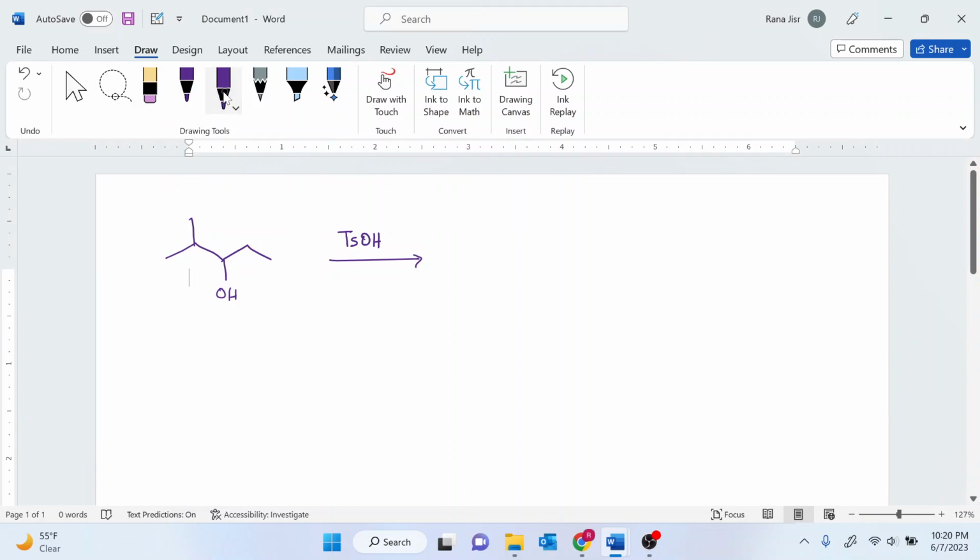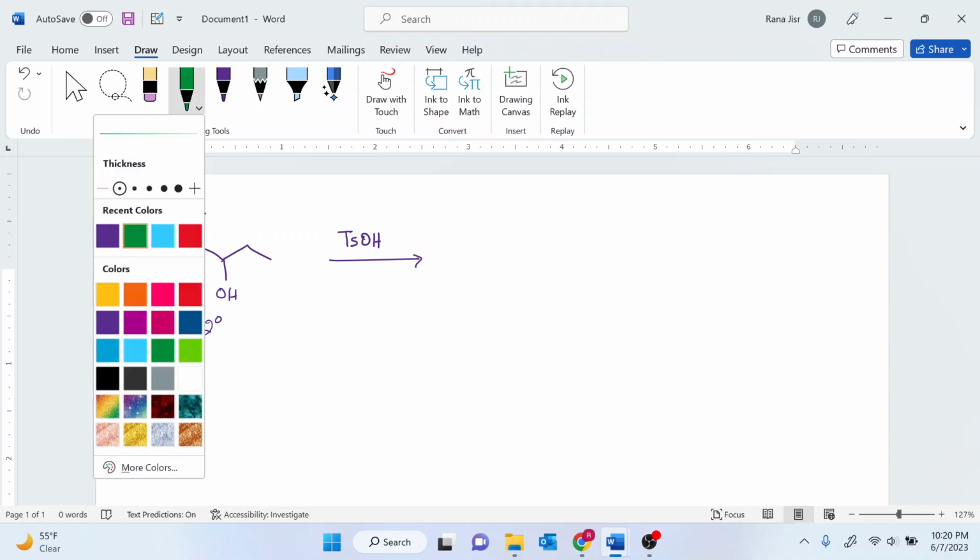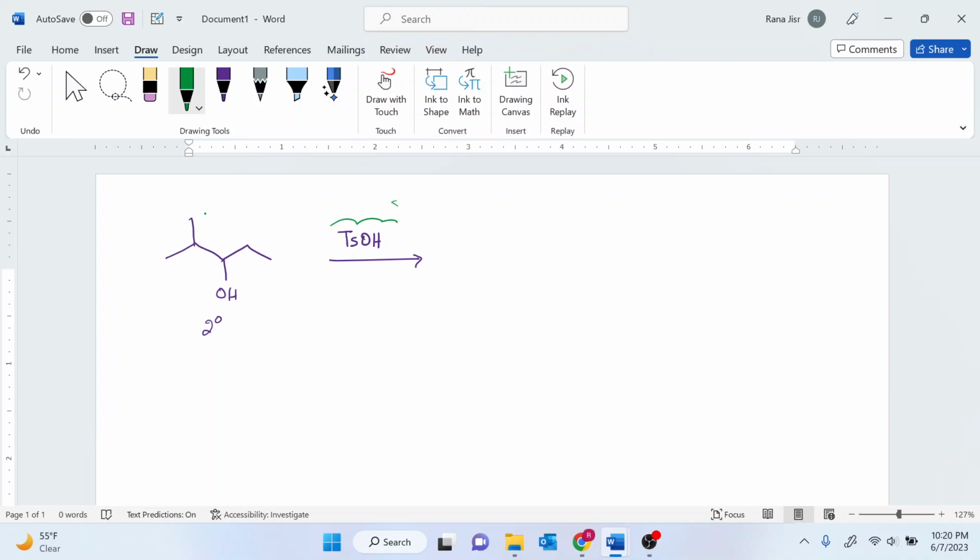So let's have another example here. We are starting with a secondary alcohol. We are using a strong acid. In this case, this is the para-toluene sulfonic acid. The para-toluene sulfonic acid is a CH3 that is connected to the benzene. This is going to be the toluene. And because it's para, the sulfonate is going to be para to the CH3. And you have the O and you have the hydrogen. This is a very strong acid, and it's this group over here, which is the TS group.